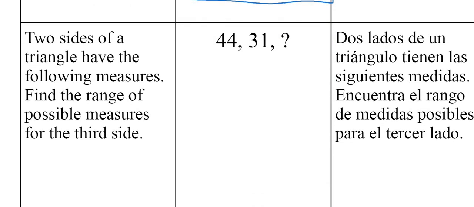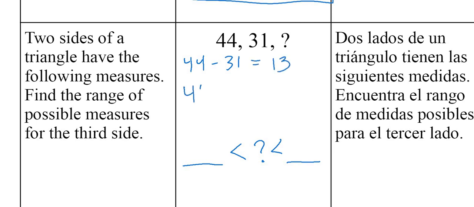Last one. Something is less than the question mark, which is less than another value. I've got 44 minus 31, which is 13. And I've got 44 plus 31, which is 75. 13 is less than my question mark, which is less than 75.